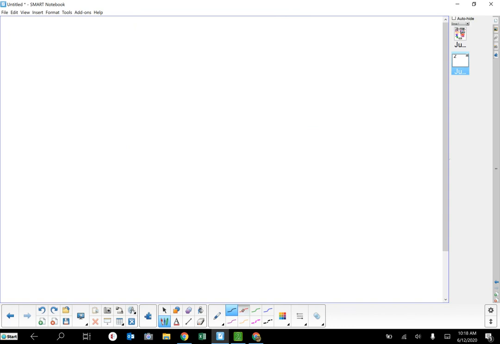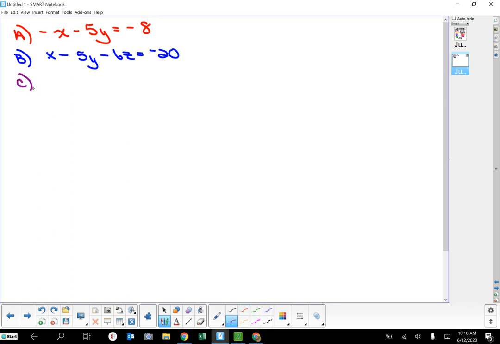This one, I like to label these all the time. This one starts out with equation A as negative x minus 5y equals negative 8. Equation B is x minus 5y minus 6z equals negative 20. And C is negative 3x minus 5z equals negative 24.